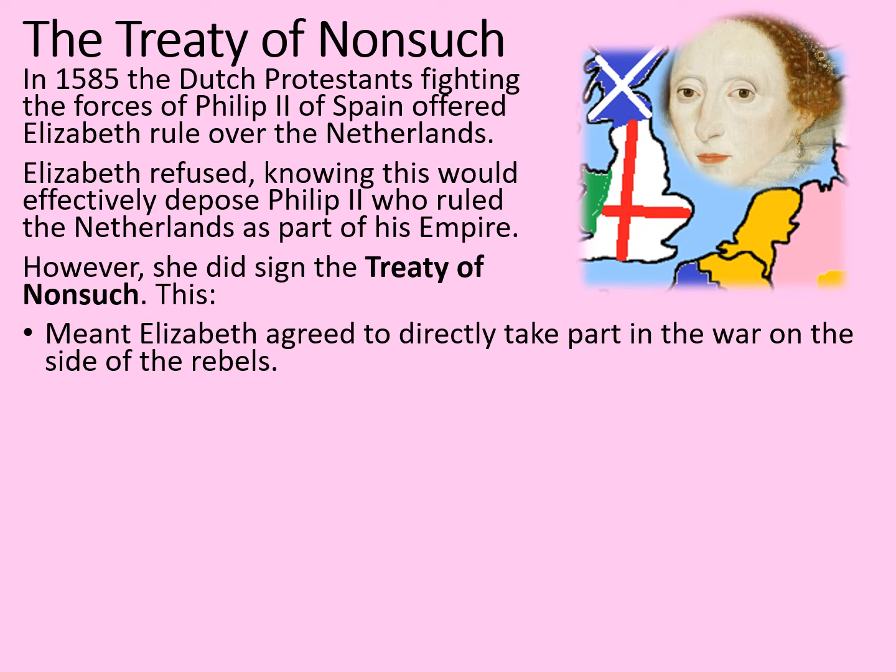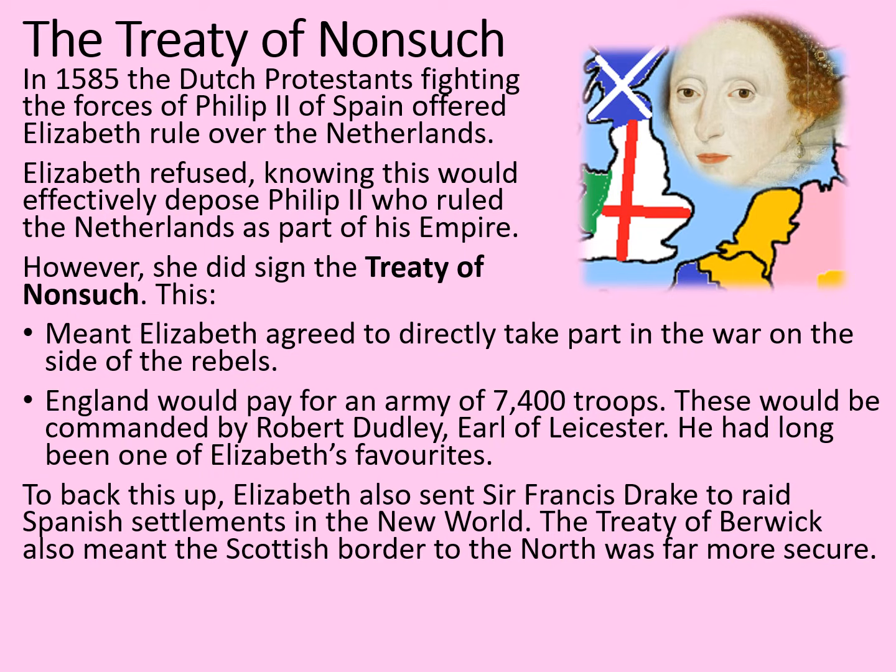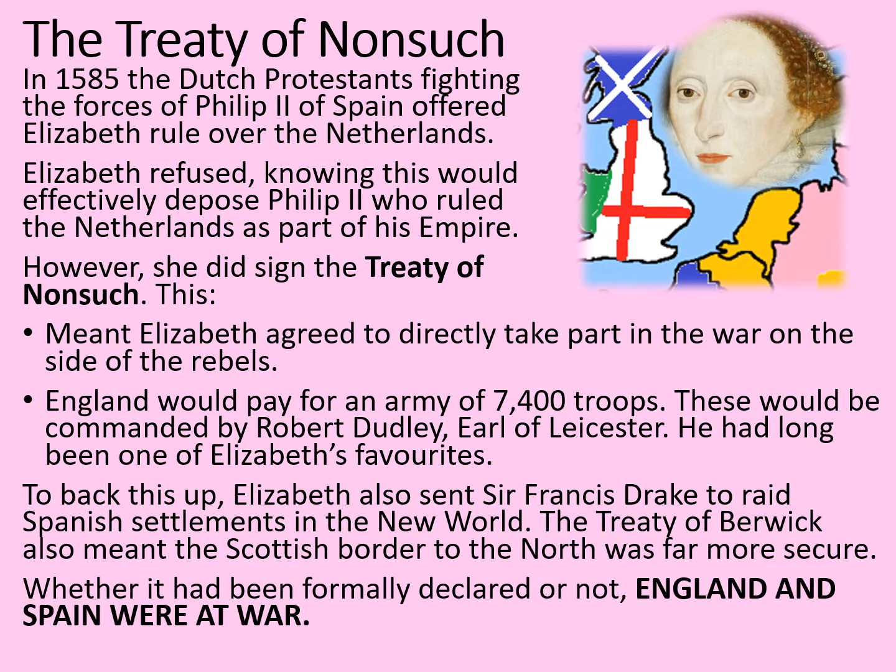This meant that Elizabeth agreed to directly take part in the war on the side of the Dutch Protestant rebels. England would pay for an army of 7,400 troops. These would be commanded by Robert Dudley, Earl of Leicester. He had long been one of Elizabeth's favourites. To back this up, Elizabeth also sent Sir Francis Drake to raid Spanish settlements in the New World. The Treaty of Berwick also meant that the Scottish border to the north was now far more secure. Whether it had been formally declared or not, England and Spain were now at war.